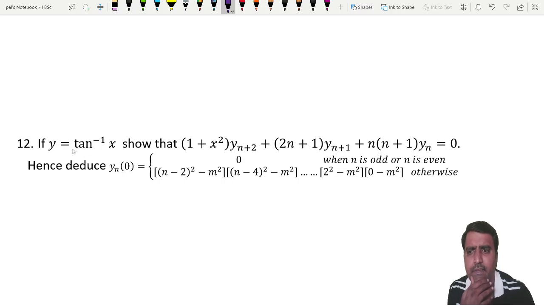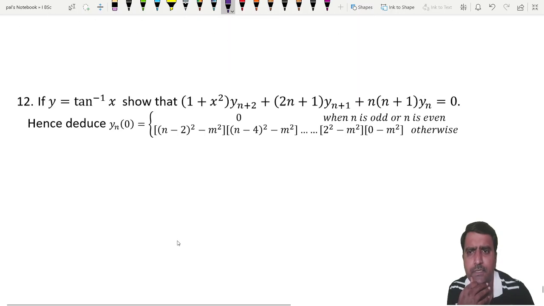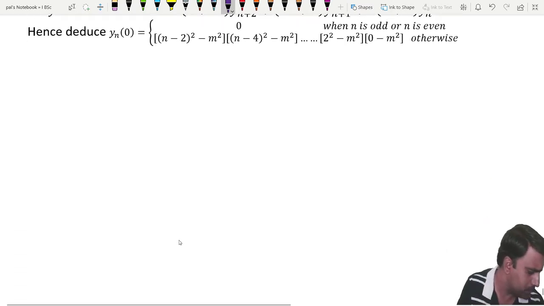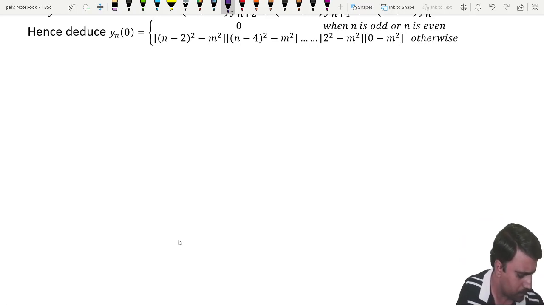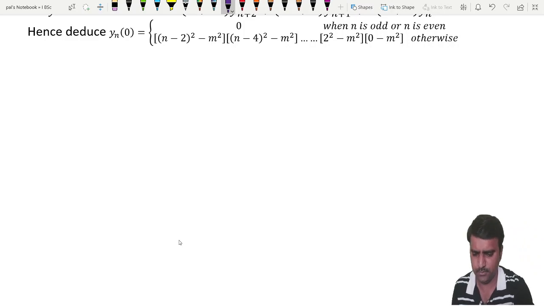So here we have only y is equal to tan inverse of x. It is an easy one. Its yn of 0 value is given here, so it assumes this form. So try to find the solution of these problems. And if possible, you try these problems.